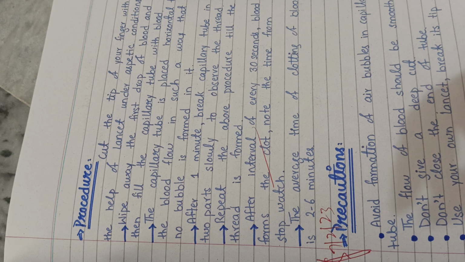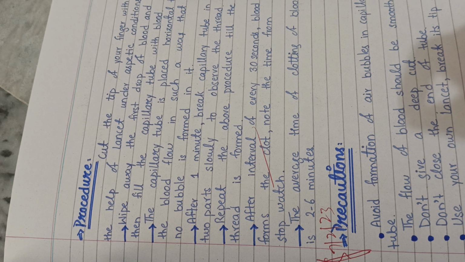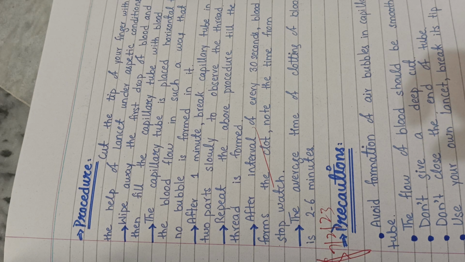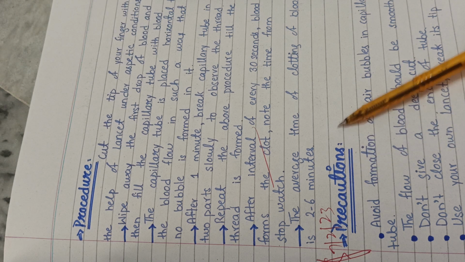And one thing you have to keep in mind is that there should be no formation of bubbles in it. And then after 1 minute you have to break the capillary tube, and you will observe some thread-like appearance in it. The thread-like appearance detects where the blood is going to coagulate. And after every 1 minute you have to see whether the thread has appeared or not. Okay. And when the thread has appeared, you end your procedure. And if the thread is not detected, then repeat this procedure. So the average clotting time will be 2 to 6 minutes.